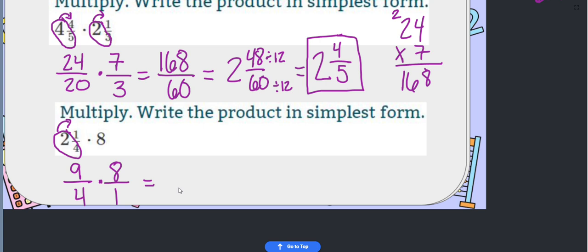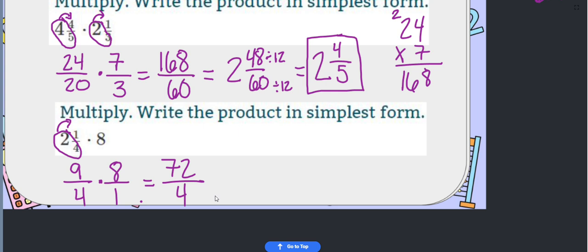Everybody think to yourself, what is 9 times 8? We should get 72. Okay, 4 times 1 is 4. And now all we got to do is simplify. So we got to figure out how many 4's I can get out of 72.